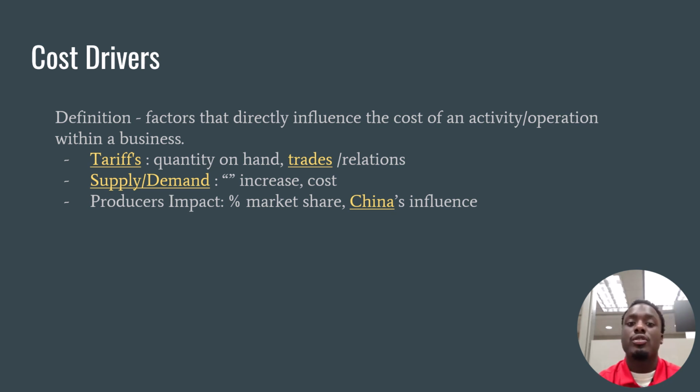Third, we can look at the producer's impact. Companies like China have a huge influence on how steel goes around the world, as they produce about half the world's supply of steel. So whenever a lot of the steel production is centralized to one country, they have a huge upper hand in how they affect the prices and how much they want to charge for the trade and movement of steel and aluminum. So China has a huge influence, and as we continue to move forward, we'll see how they affect a lot more.